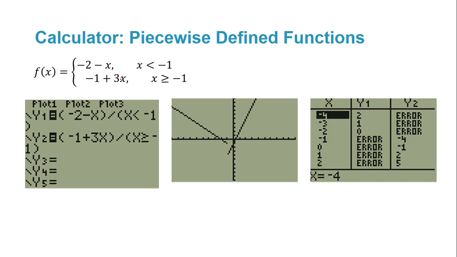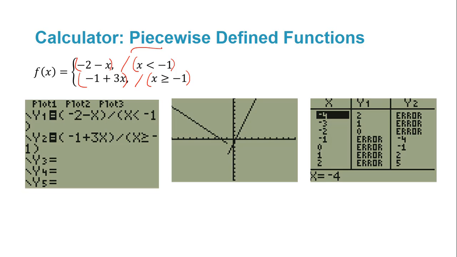So in the other case that we just did by hand, y equals -2 minus x for x is less than -1, or -1 plus 3x for x is greater than or equal to -1. Again, you can put the function in parentheses, divided by, and then the restriction on the domain for each of those rules. I didn't explain this before.